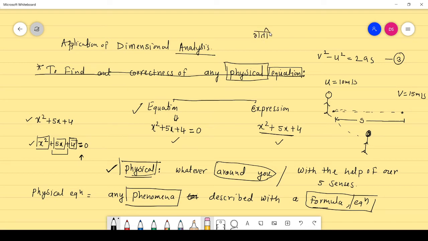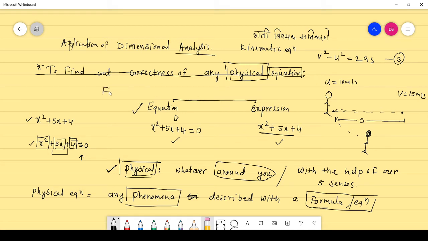9वी किंवा 10वी मध्ये तुम्ही शिकले असाल गतिविषयक समीकरणे. आणि काय म्हणतात आपण इंग्लिश मध्ये याला आपण म्हणूयात कायनेमॅटिक इक्वेशन. We can call them a kinematic equation. So these are the equations.